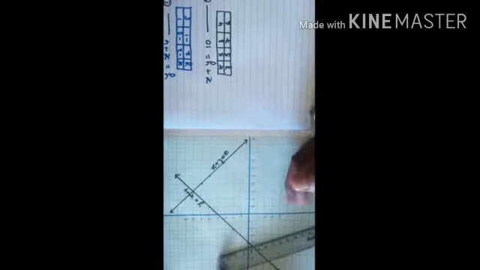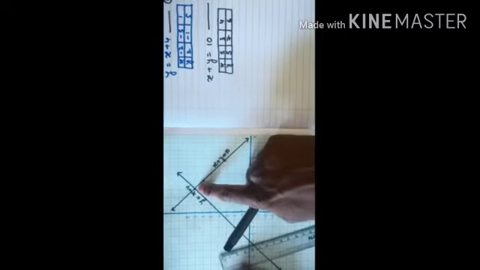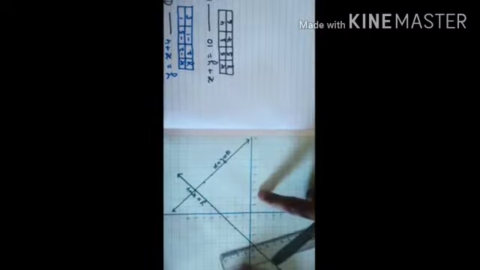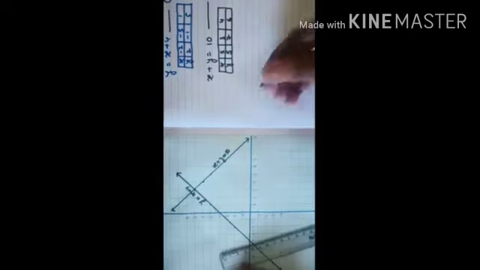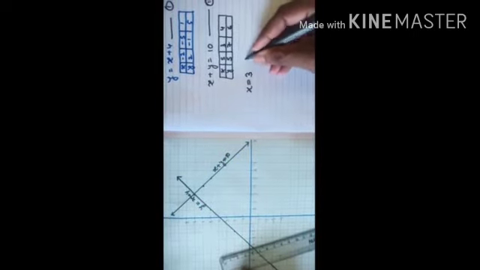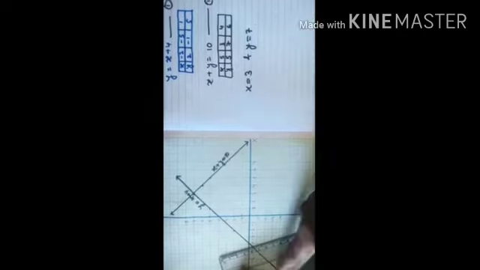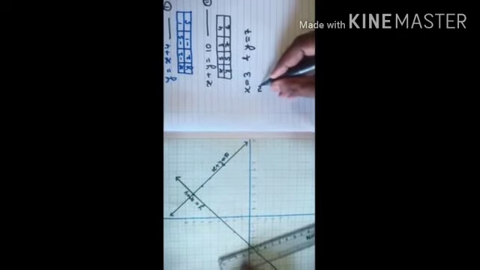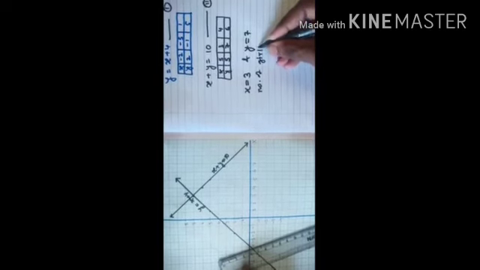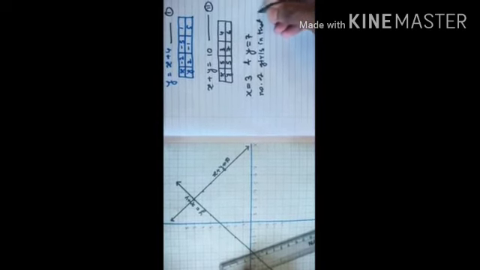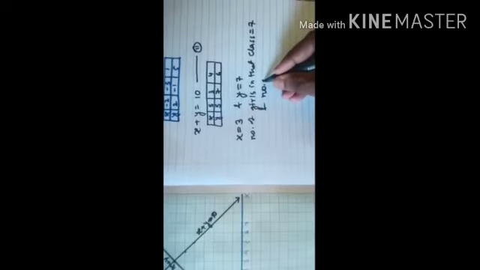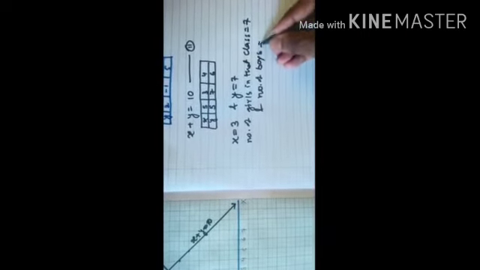We can easily see that both the lines intersect at a point. And what are the coordinates of that point? The value of x is 3 and y is 7, as both the lines intersect at that point. So we can say that the number of girls in that class was 7 and the number of boys was 3.